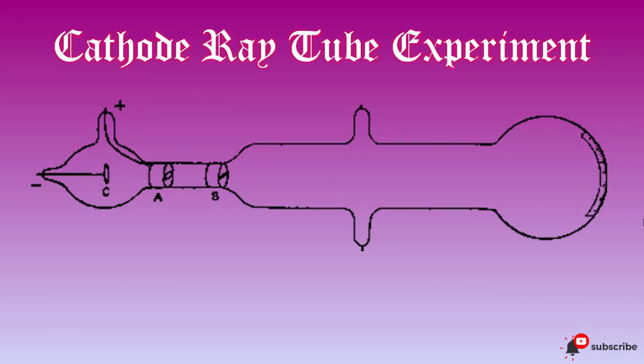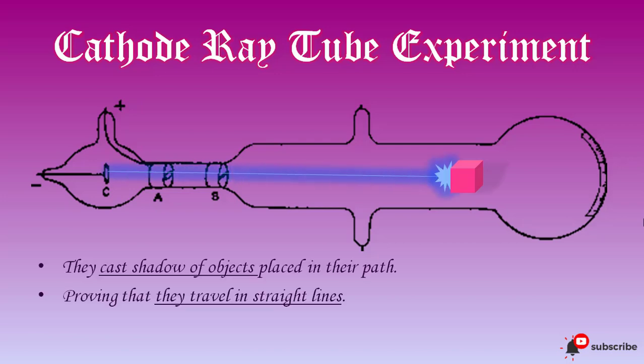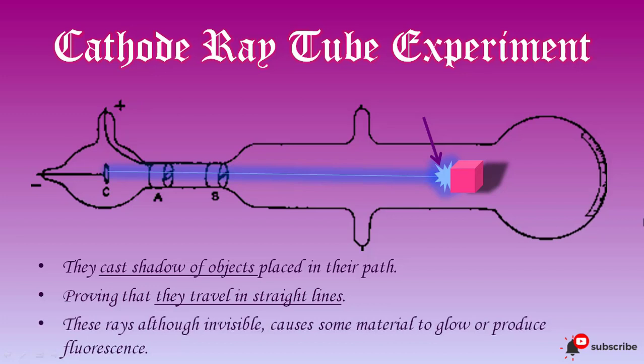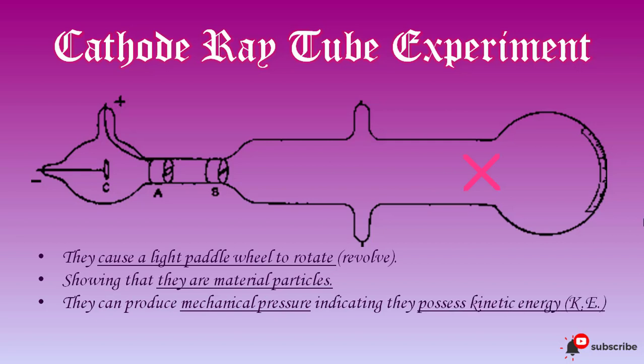Next he discovered that when he placed an object in between and passed the rays, it produces a shadow, which indicates that they travel in a straight line. This glow indicates that when they hit the object, they produce a glowing effect or fluorescence. Next, he placed a light paddle wheel in the tube and observed that when these rays strike the paddle wheel, it caused it to rotate, showing that they are particle in nature, as well as producing mechanical pressure, indicating that they possess kinetic energy.